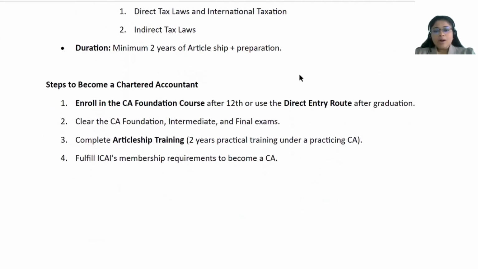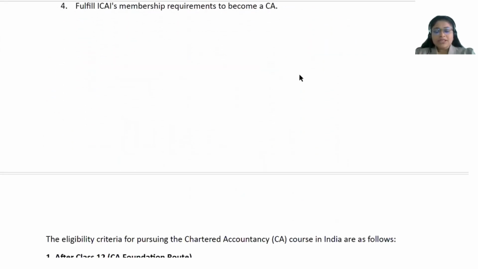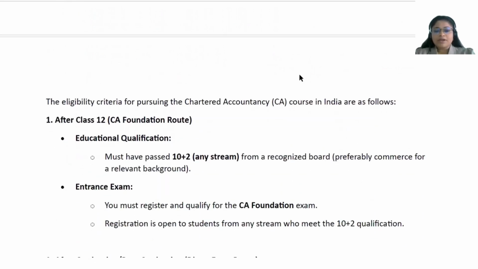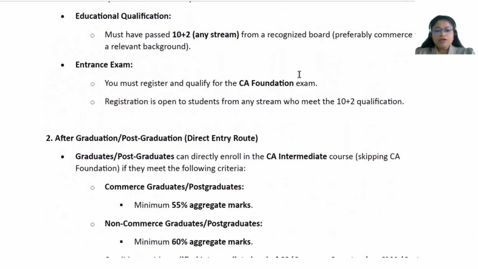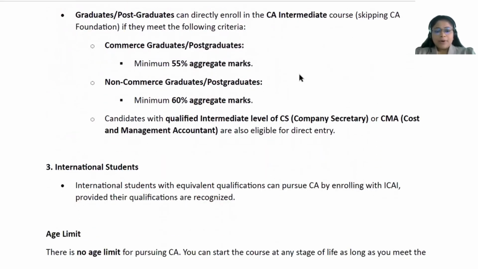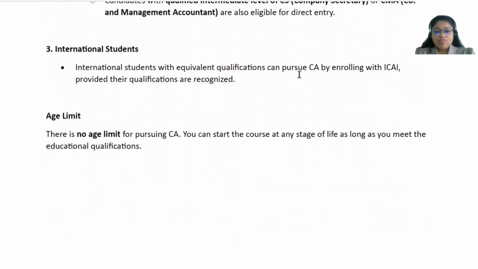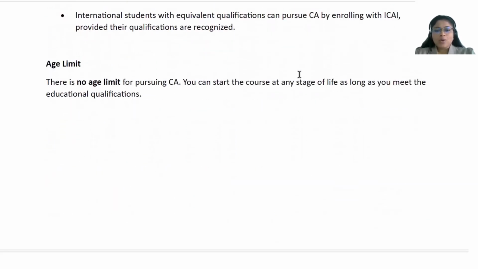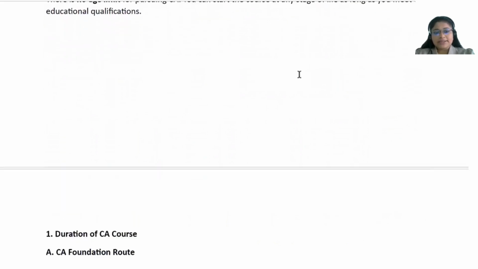Once you clear all this, you will be a chartered accountant and you can register as a member of the Institute of Chartered Accountants. You can also go through, as displayed in the system, the process of how to register, how to enroll and how to clear it. And there is also no age limit for pursuing CA. You can start the course at any stage of life as long as you meet the educational qualifications.